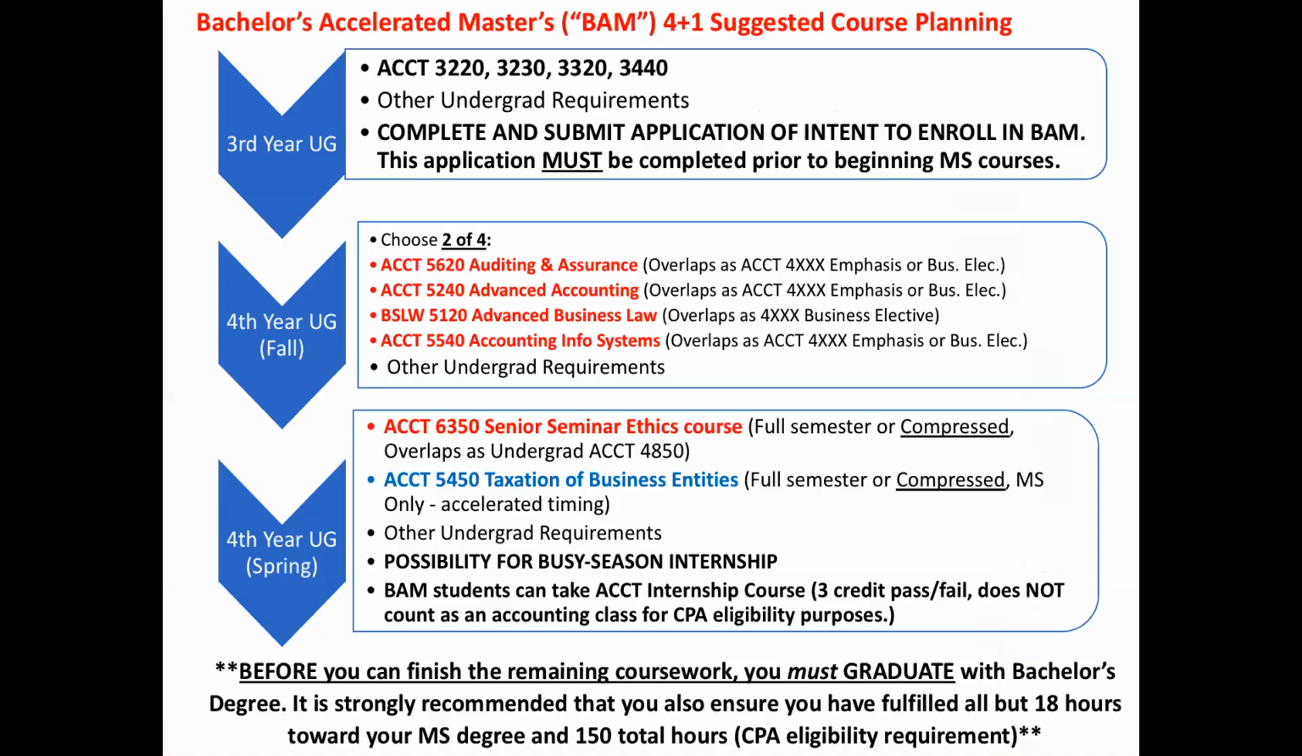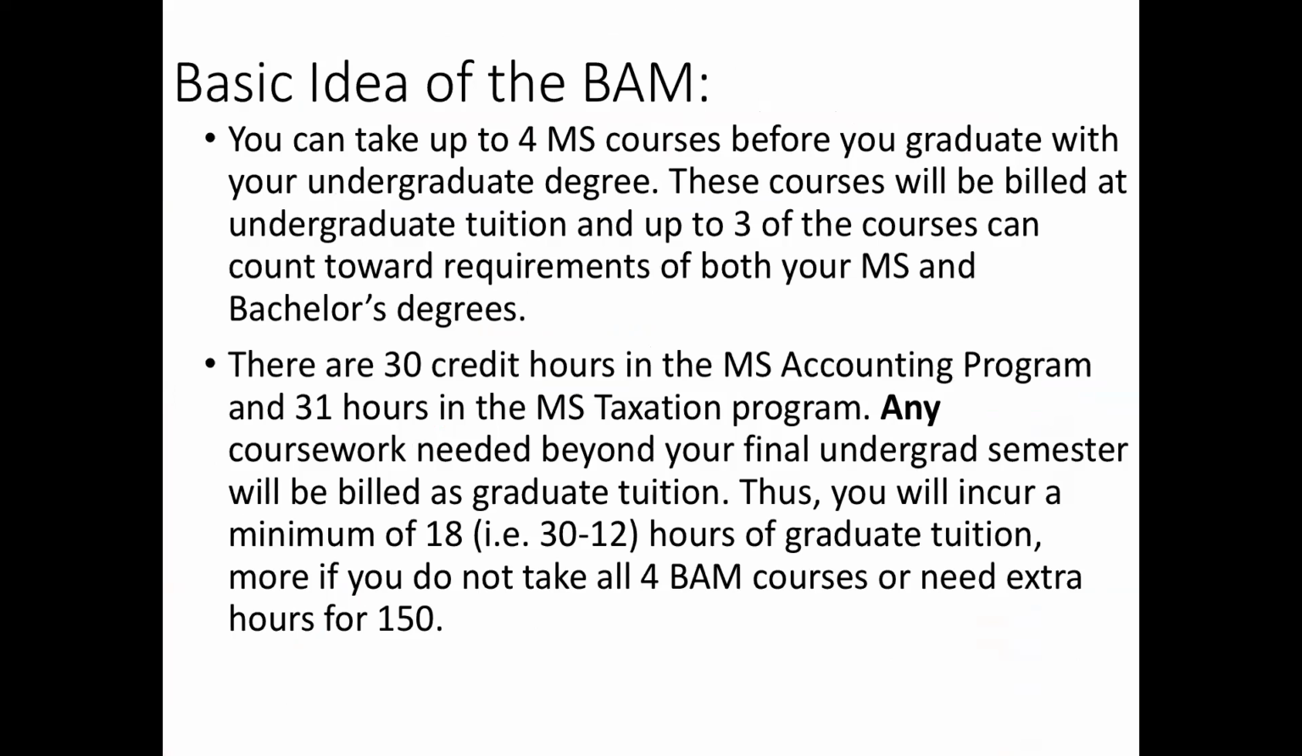Okay, so let me explain a little further how this can work. So here's the basic idea that the graduate school came up with. They allow you to take up to 4 MS courses before you graduate with your undergrad degree. Those courses will be billed at undergrad tuition, and up to 3 of those courses can actually fulfill undergrad and graduate requirements. So let me explain that.